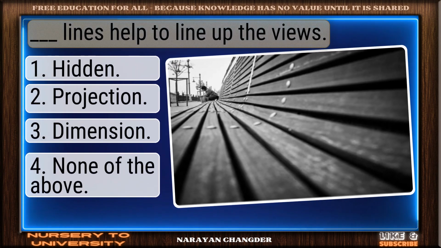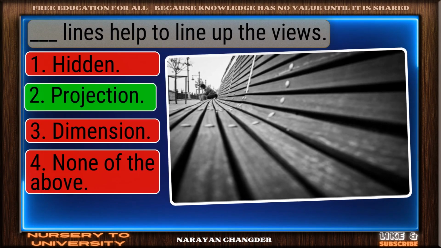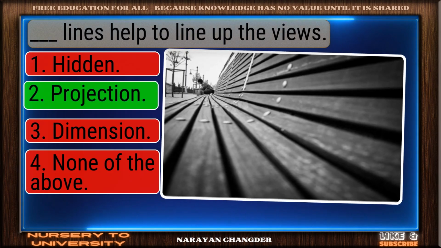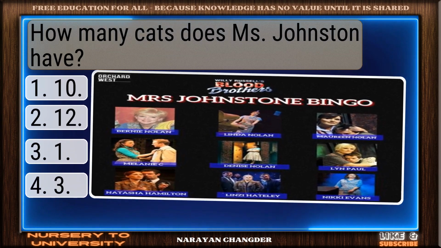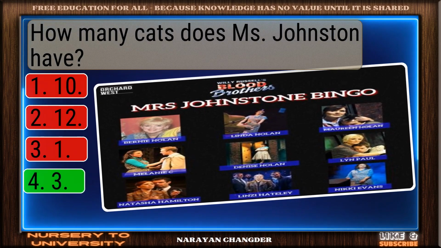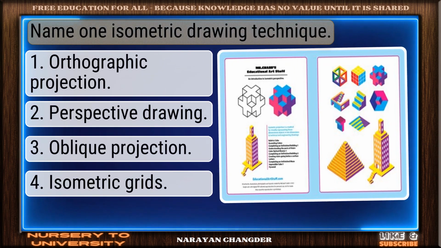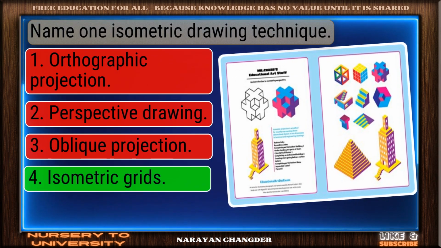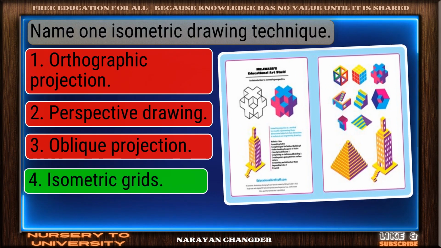Dash lines help to line up the views. Correct response. Projection is the most accurate answer. How many cats does Ms. Johnston have? Solid response. 3 is a valid choice. Name one isometric drawing technique. Nice work. You chose isometric grids, and it is correct.